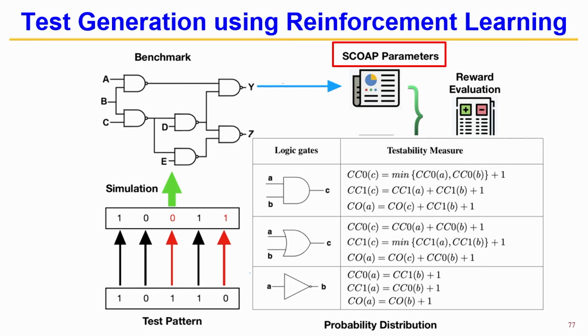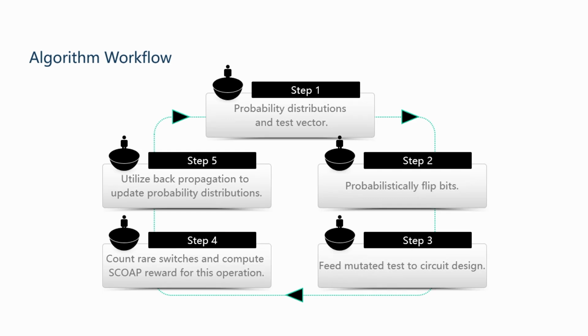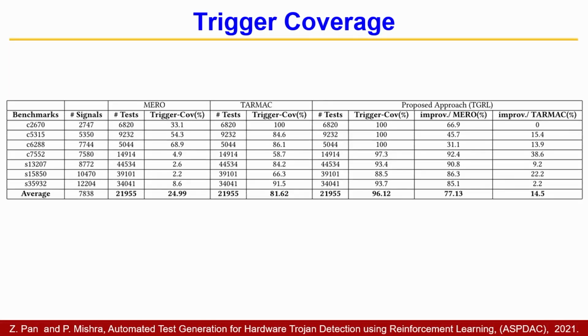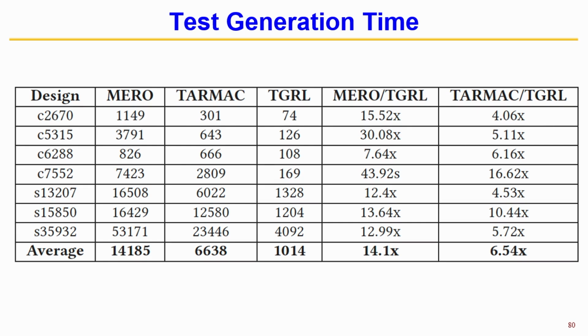And in this particular case we are feeding this kind of testability metrics. So, in terms of broad overview, once you have the probability distribution, we are computing the probability of flipping the bits, and then you provide it to the design, you still count the number of switches, and then you continue that process, which is exactly the same as the original algorithm. And in terms of numbers, of course, you would expect it to improve, and I am going to skip that. Similarly, for test generation time.